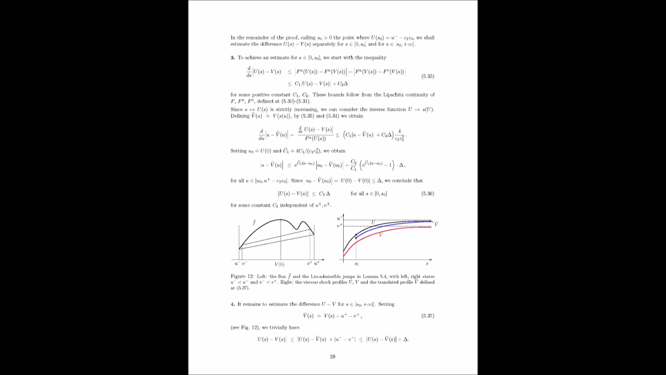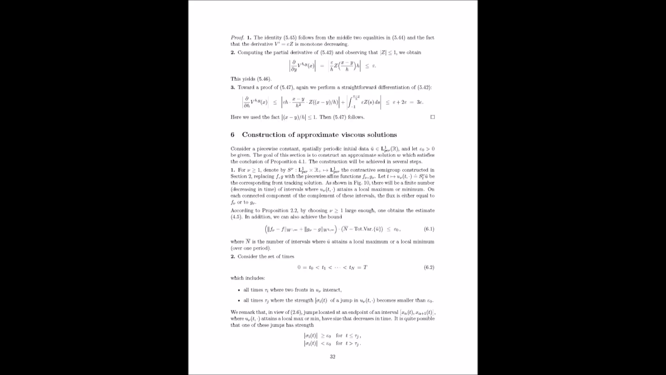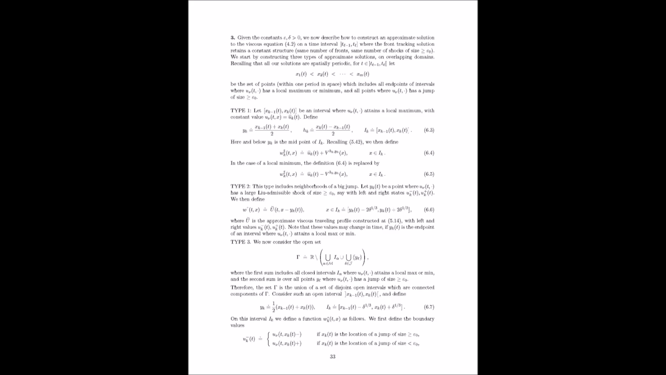Type 2 solutions employ the smoothed out viscous shock profiles to approximate the large jumps in the front tracking solution. And type 3 solutions cover the remaining intervals, where the front tracking solution is monotone but doesn't have large jumps. They achieve this by using a technique called mollification, which essentially smooths out the front tracking solution in those regions.